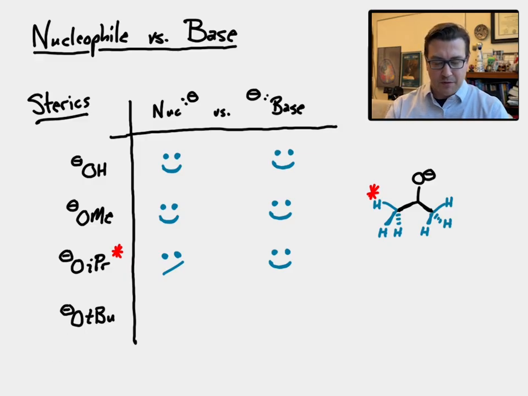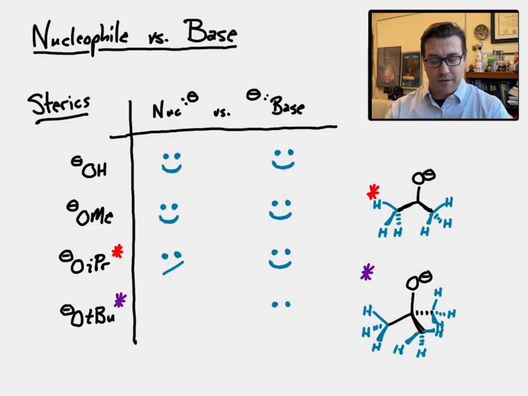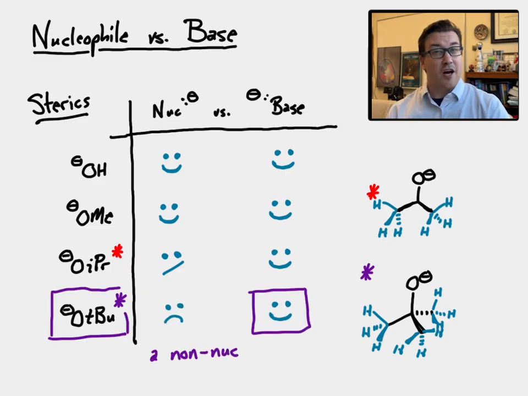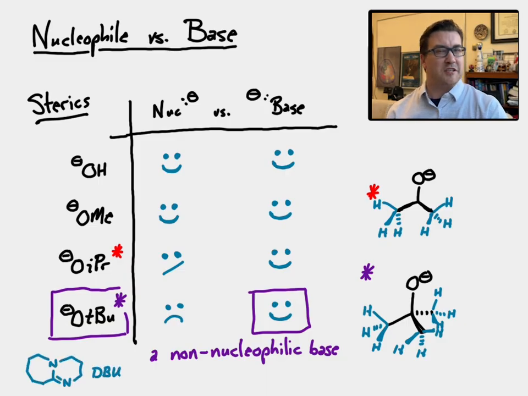Now when we go to t-butoxide, we have an extreme scenario where there's a lot of steric congestion around the basic oxygen atom. That is still going to allow it to act as a base, but it's going to really disturb its activity as a nucleophile. So we actually call this a non-nucleophilic base. This is a class of organic compounds that are really useful when you're trying to do elimination reactions, for example, if you're trying to promote elimination over substitution. Another example of a non-nucleophilic base is this molecule called DBU, and the full name is actually quite long. I'll just leave it as DBU here.